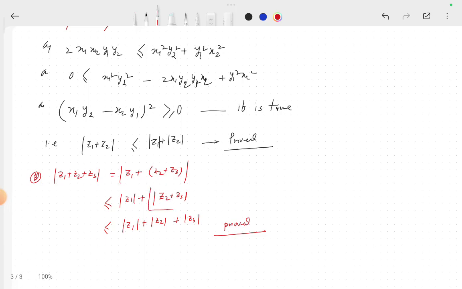I actually use here the properties of equation A. Okay, so it's proved, right? I hope you understood how you can solve this kind of algebra of complex numbers.